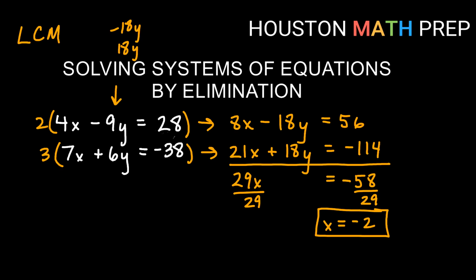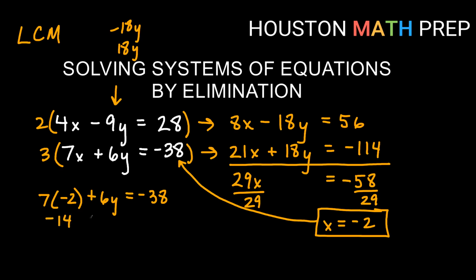And then if I plug this back into one of these, I should be able to solve for y. It doesn't matter which one. I think I've been plugging into the top one every time. Let's plug into the bottom one just because we could. So we'll say 7x, which becomes 7 times -2, plus 6y equals -38. That will be -14 plus 6y equals -38.